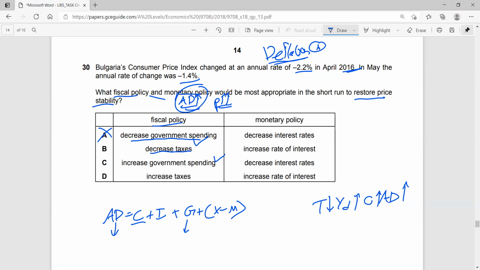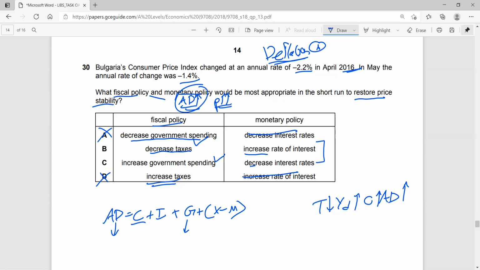Increased government spending is good. We just discussed government spending. Increasing taxes is bad because that reduces your disposable income. So the reverse explanation applies here. So we can just cross these two things out. We don't have to discuss them since we are only interested in option B and option C.